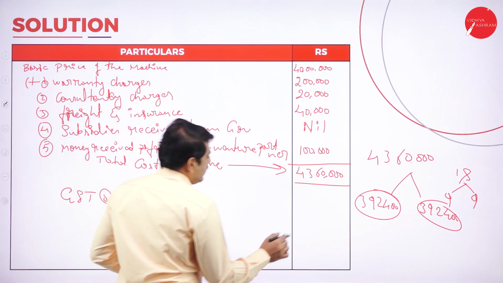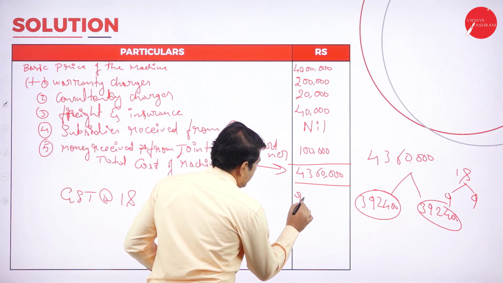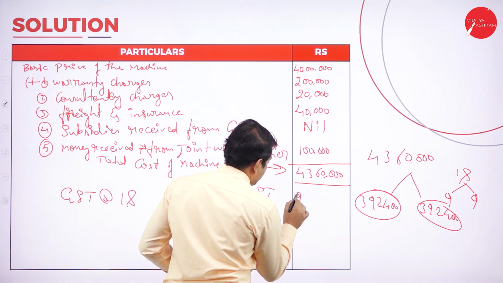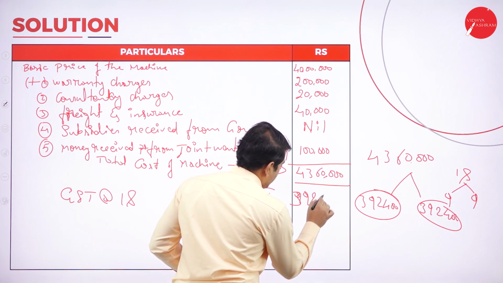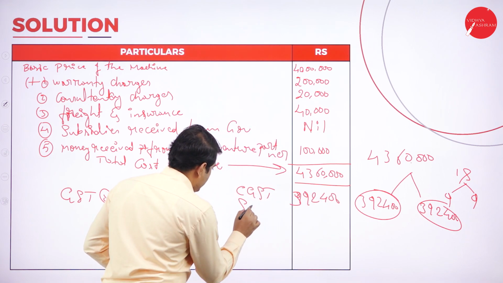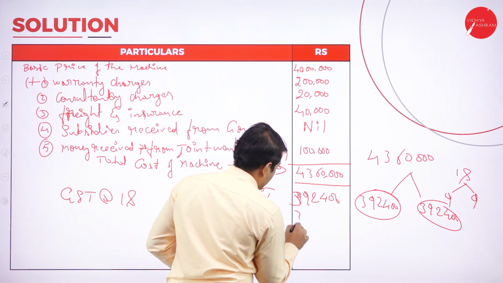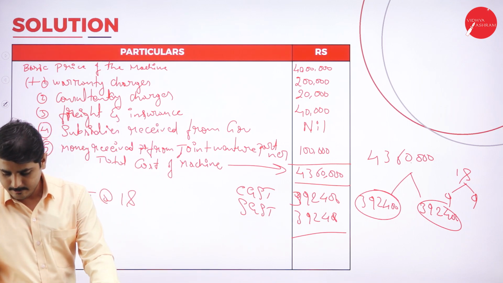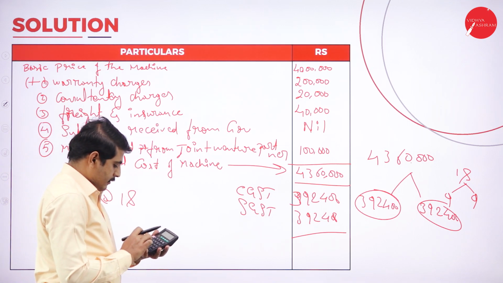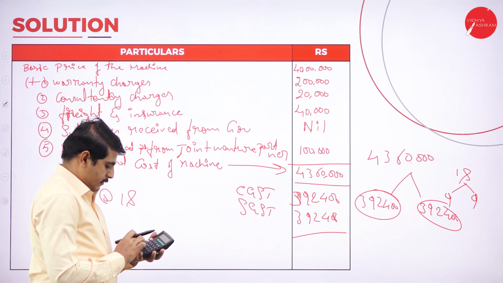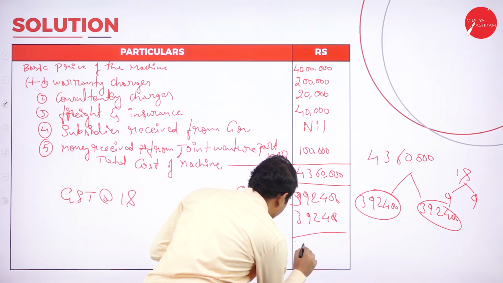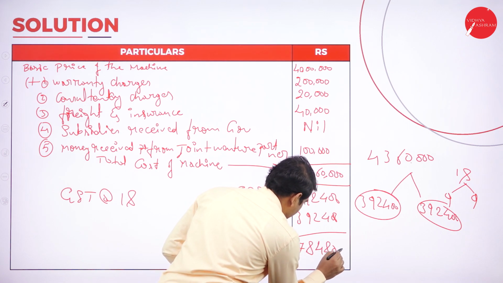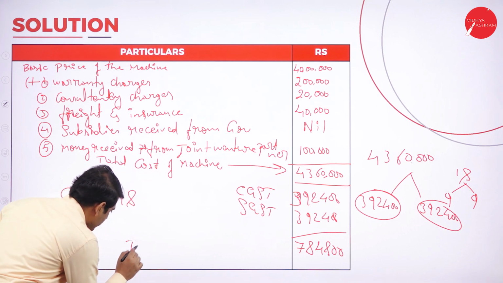So CGST is 3,92,400. Again SGST is 3,92,400. The total GST will be 7,84,800. So total GST payable.